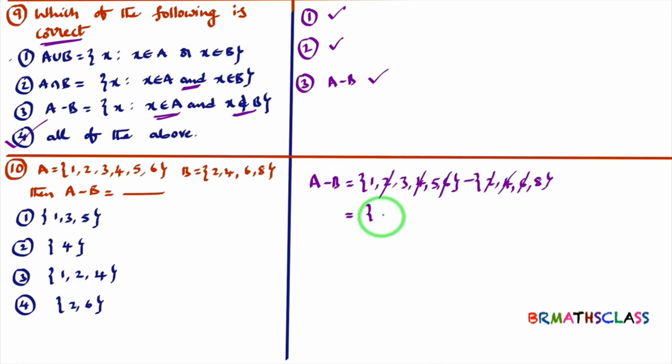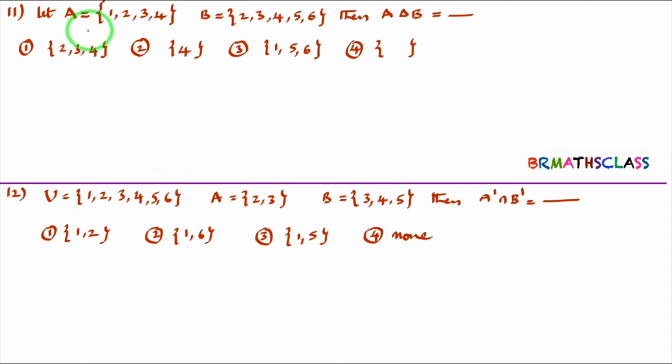So what elements should you write? All the elements present in A but not in B. So what elements are remaining here? 1 is present in A but 1 is not in B. 3 is present in A but 3 is not in B. 5 is present in A but 5 is not in B. So what is the correct option? Set 1, 3, 5.